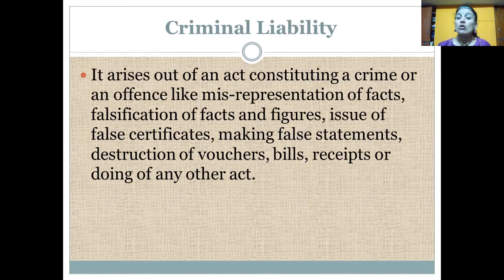These two things are about the civil liabilities, and then comes the criminal liability. It arises out of an act constituting a crime, that is, an offense. What is the offense? Misrepresentation of facts, falsification of facts and figures, issue of false certificates, making false statements, destruction of vouchers, bills, receipts, or doing any other criminal act. So these are all called crimes, and in such a situation, he will be held responsible for the same. This is called criminal liability. That means in any case, the auditor should not commit a crime. Crime means false statements and falsification of figures, issue of false certificates, or destruction of vouchers, bills, receipts.